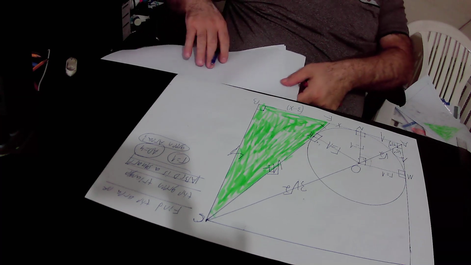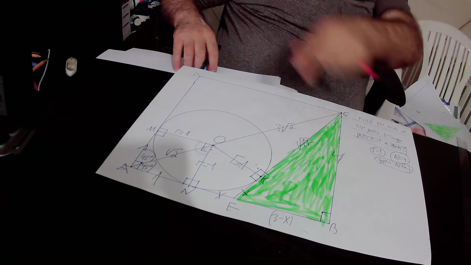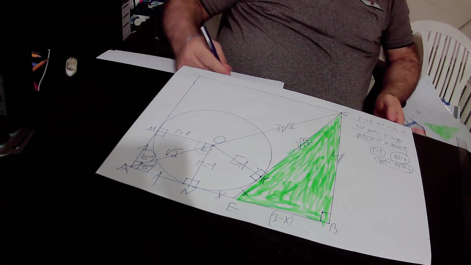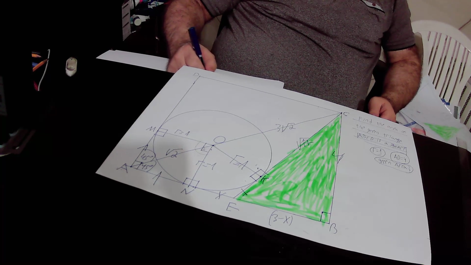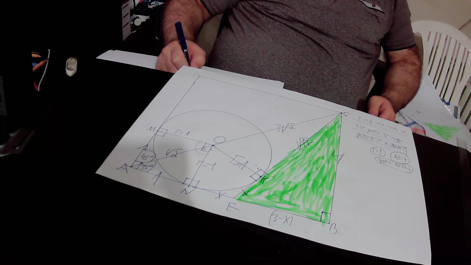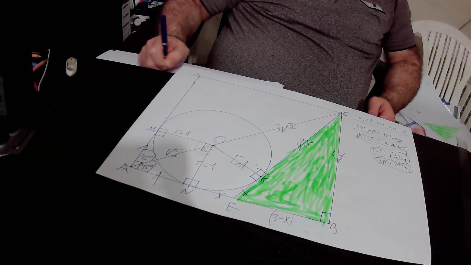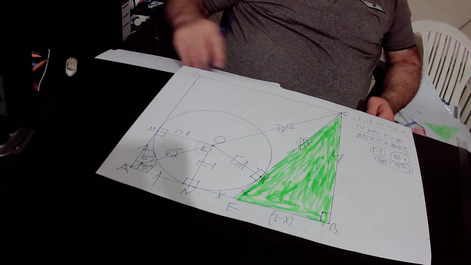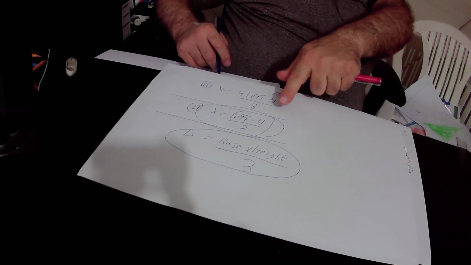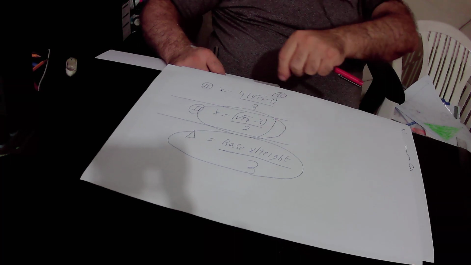And we want to find out the area of the green triangle. That is the right triangle. What is the area of any triangle? The area of any triangle equals the base of the triangle times the height over 2. The formula for the area of any triangle is the base of the triangle times the height of the triangle over 2.